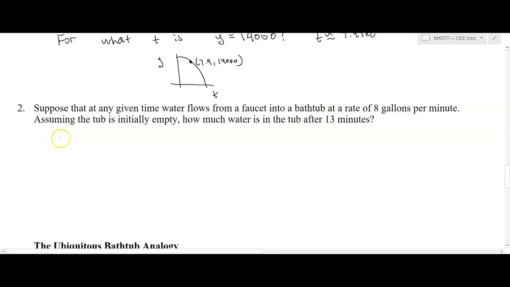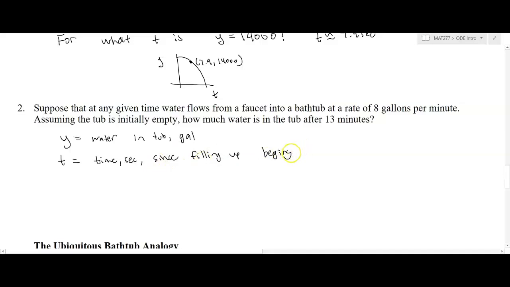So what we want to keep track of, our y variable, you don't have to call it y, is the amount of water in the tub. So y is water in tub, measured in gallons, and t will be time in seconds since filling up begins.